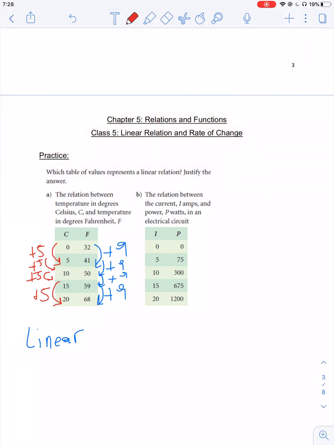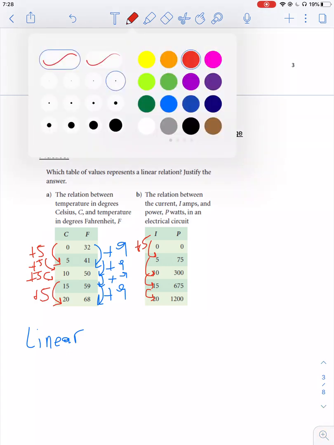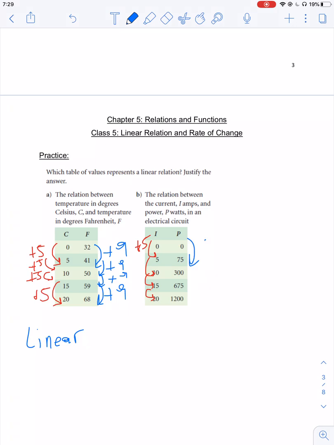So the change is 5. Okay, so the x is good. x is always increasing by 5, right? So x is always increasing by 5, but as you can see, the y already here is increasing by 75, and the next one is increasing by 225, I think. Okay, so already there you can stop.